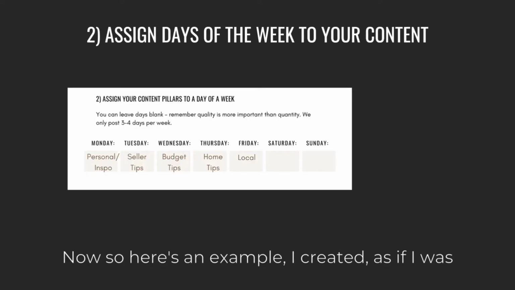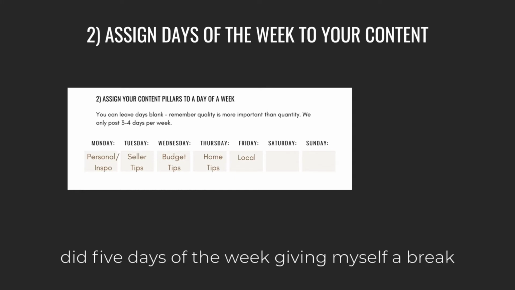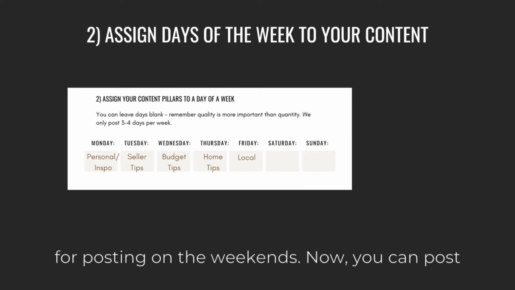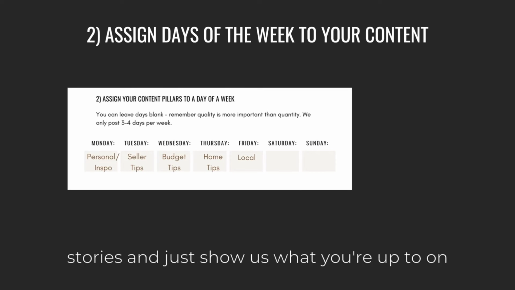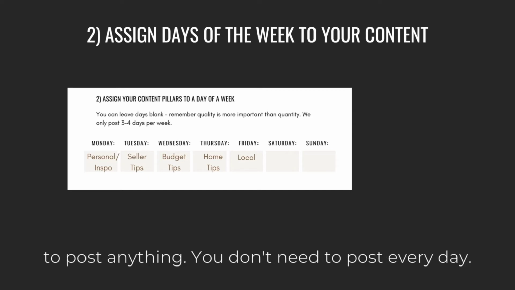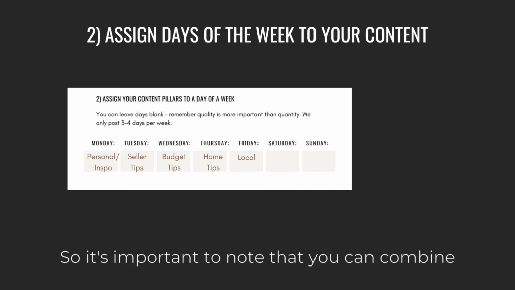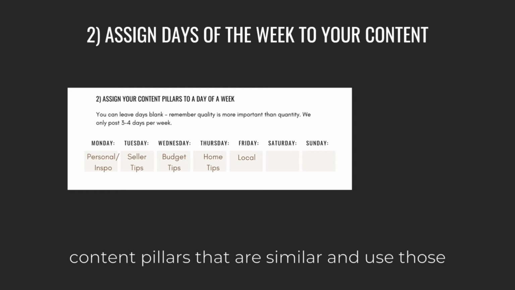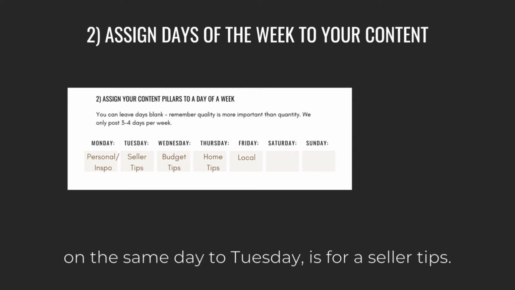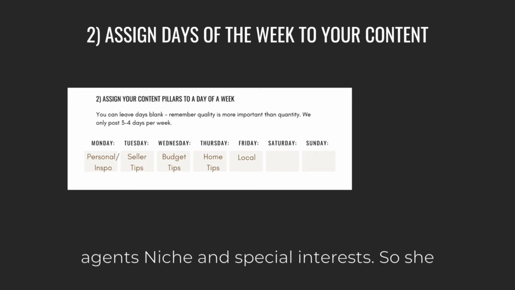So here's an example I created as if I was a real estate agent. You'll notice that I only did 5 days of the week, giving myself a break from posting on the weekends. Now you can post stories and just show us what you're up to on the weekends, but you don't necessarily need to post anything. You don't need to post every day. So I did personal and or inspirational on Mondays. It's important to note that you can combine content pillars that are similar and use those on the same day too. Tuesday is for seller tips, budget tips on Wednesdays, which is this agent's niche and special interests.